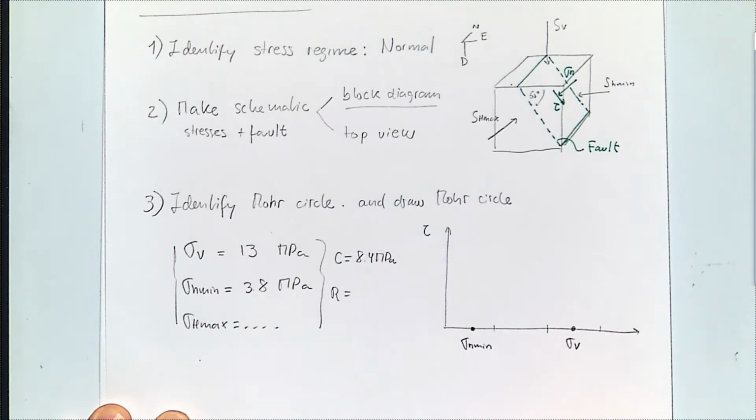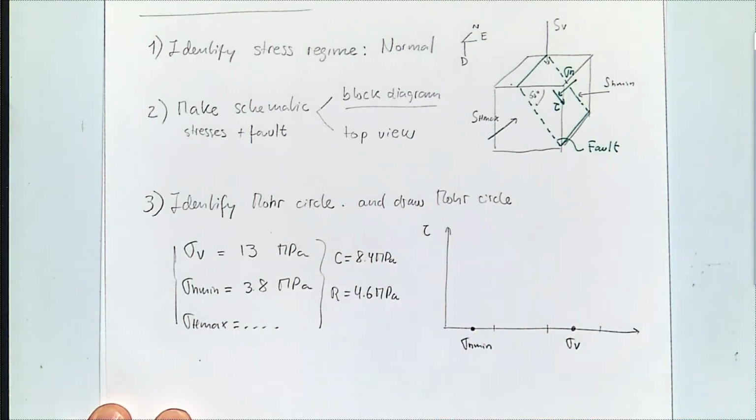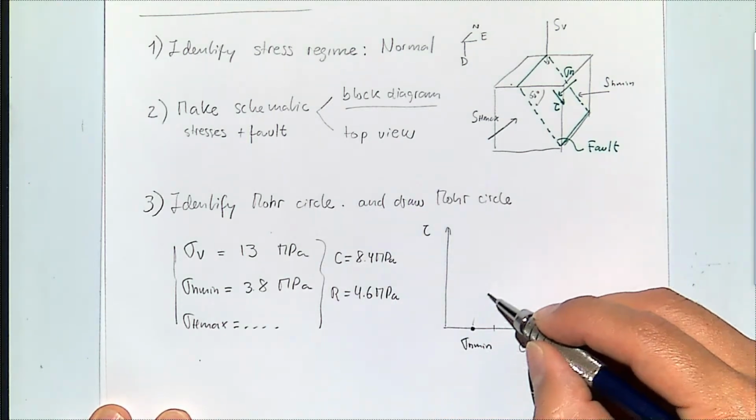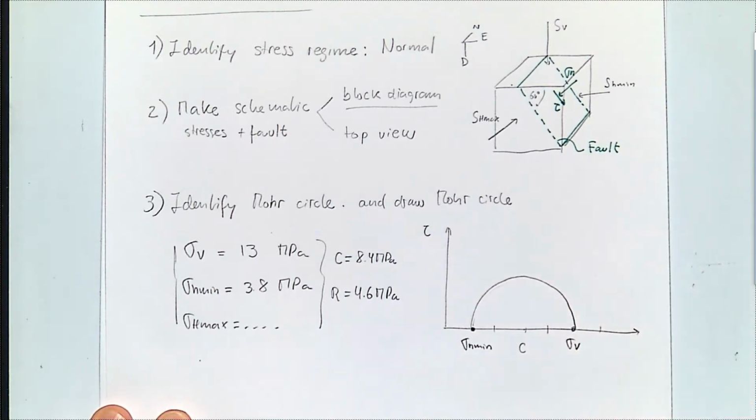That should be 13 minus 3.8, which is... You have a calculator, guys? I don't have one. So that should be 3 plus 6, 9, 4.6 MPa. And all right, so the center is going to be somewhere over here. This is going to be my circle. This is the center, and we have a radius.